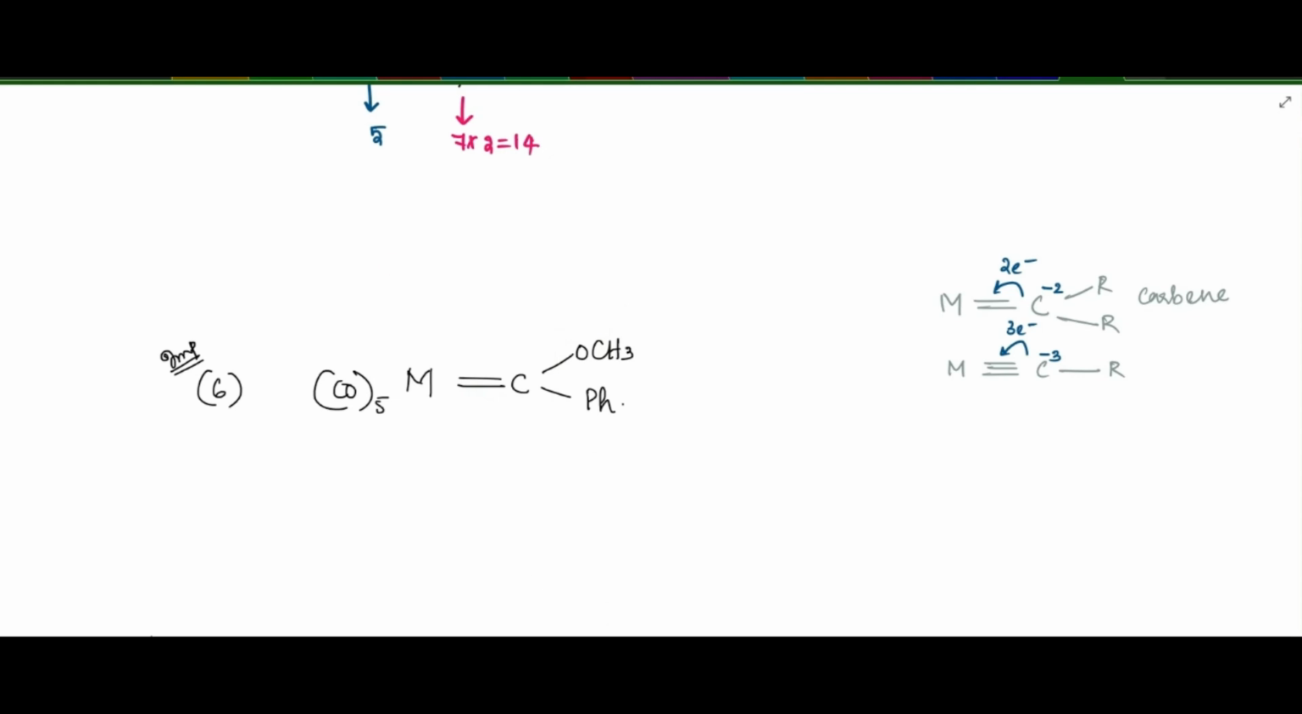So carbene has a 2 electron contribution, and here 5 into 2 is 10. So the total is 12. Now what do you need here? It should have 6, right? If it is 6, then 3d5 4s1. Who is it? Chromium. Correct. What is the oxidation state?